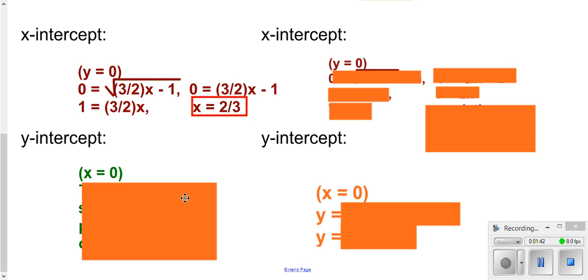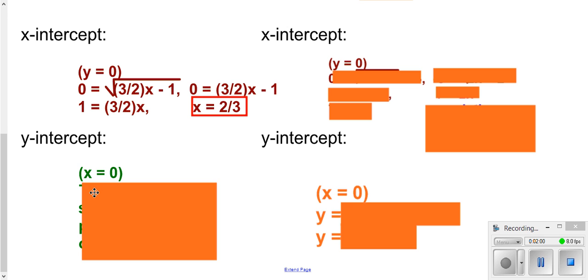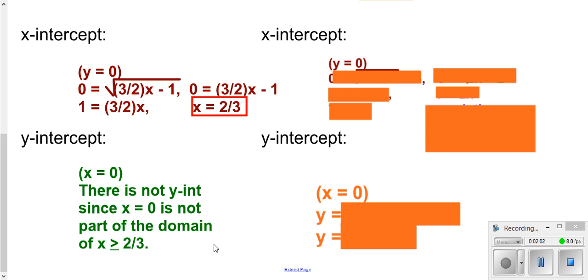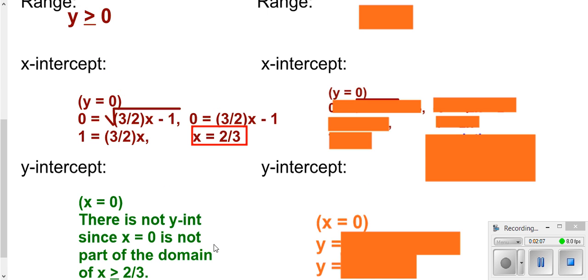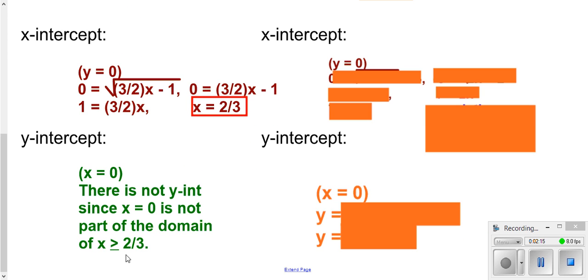Your y-intercept is when x is 0, because you're not left and right on your graph, you're right on the axis, so that means your x is 0. So if we plug in 0 for our x into our original function, that's going to allow us to work this out. However, we know we don't have a y-intercept because 0 is not part of our domain. We had set up here our domain was greater than or equal to 2/3 for x, and 0 is not greater than or equal to 2/3.